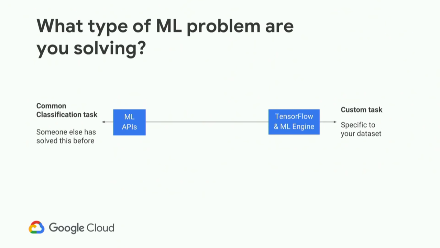So going a little bit deeper into this, if you've got a common classification task that someone else has solved before, you don't need to start from scratch. You don't need to build a model from scratch trained only on your own data. You can utilize existing pre-trained models that are out there. But if you've got a problem that's very specific to the type of data that you're dealing with at your company, it's probably going to be a more custom task that you'll need a more customized solution for.